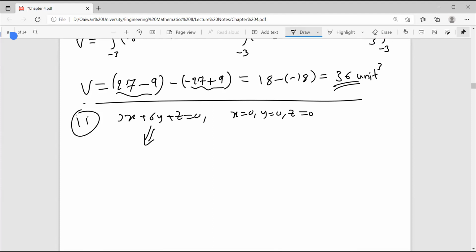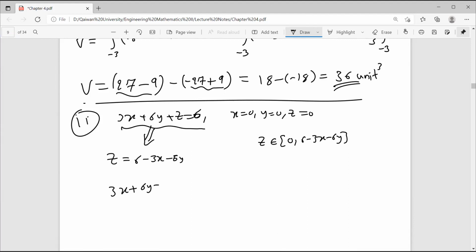Let's solve the first one for z. We say z equals 6 minus 3x minus 6y. That means the upper limit of z is this function. That means z belongs to 0 to 6 minus 3x minus 6y. And if z is 0 here, what do we get? We get 3x plus 6y equals 6.